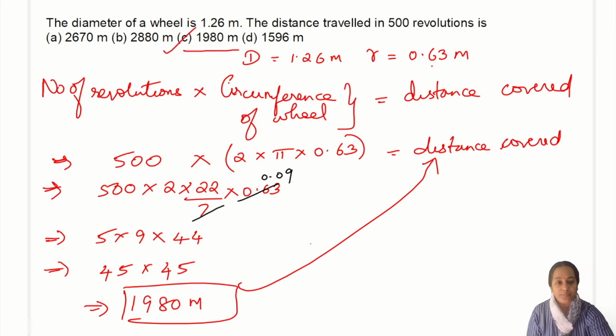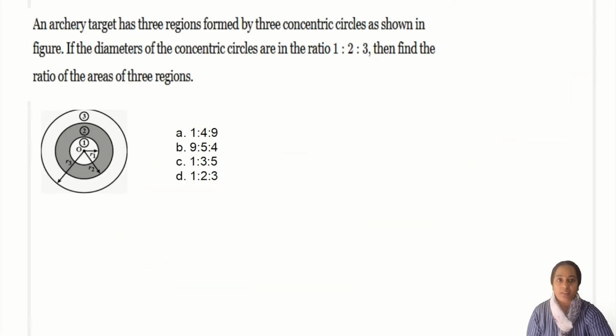So now let's go to the next question. So we have the next question here. An archery target has 3 regions formed by 3 concentric circles as shown in the figure. If the diameters of the concentric circles are in the ratio of 1:2:3. So look at the ratio there. Find the ratio of the areas. So look at the diagram. So we have the options, all the 4 options given there.